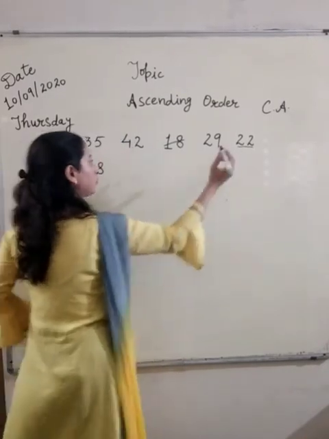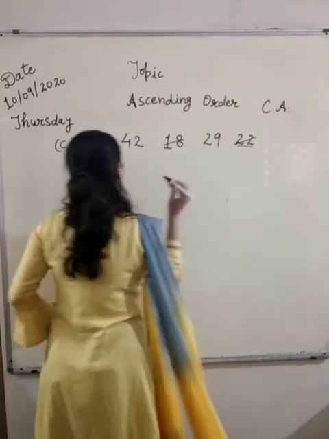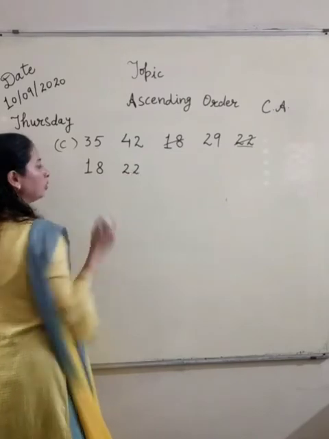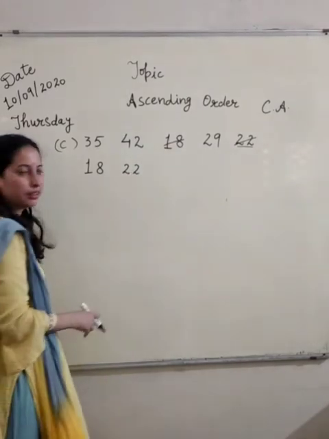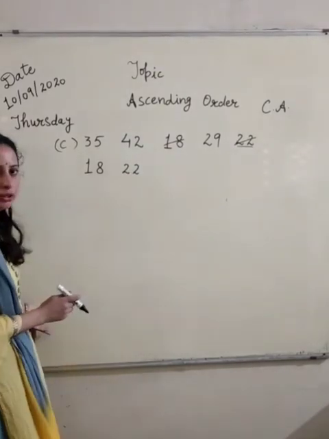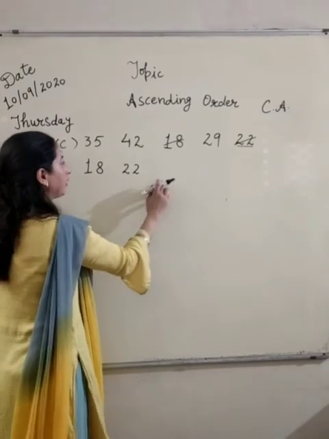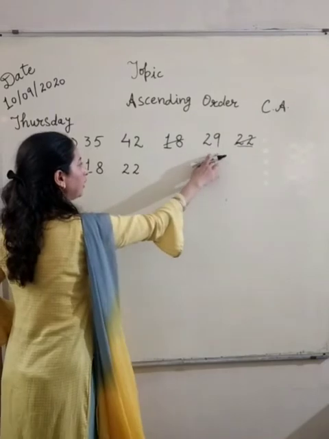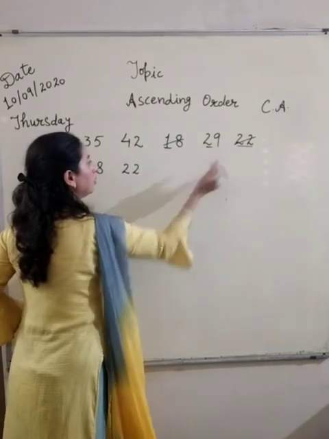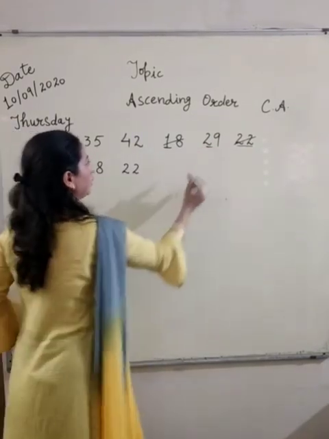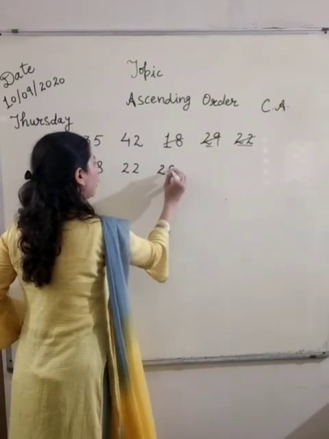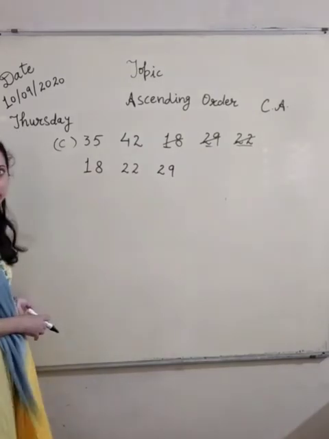So, let us cut the number and write down here 22. Is it clear? After 22, the number which is greater than 22, which number will come? कौन सा number आएगा इनमें से? The number 29. Just cut the number and write down here 29.